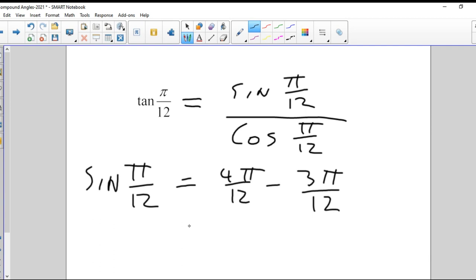Now, if we reduce this down, 4 pi over 12 would be pi over 3. And 3 pi over 12 would be pi over 4. Right? That's just reducing it down to its smallest terms. Okay. So far, so good.